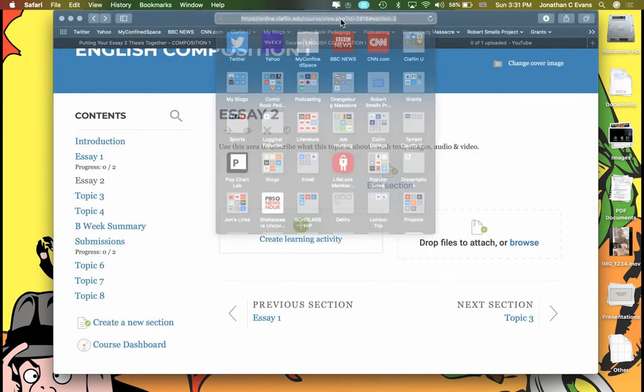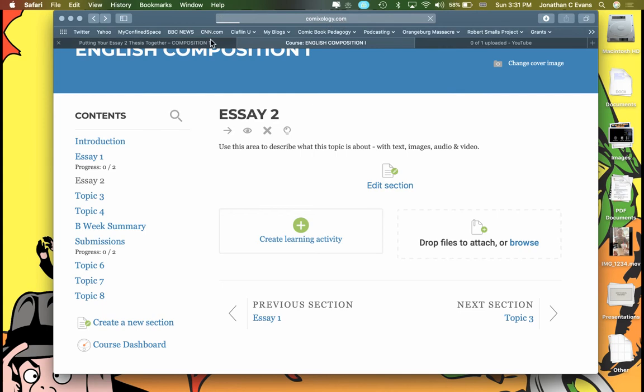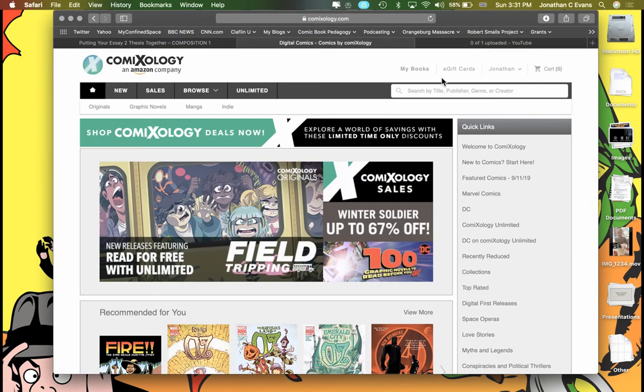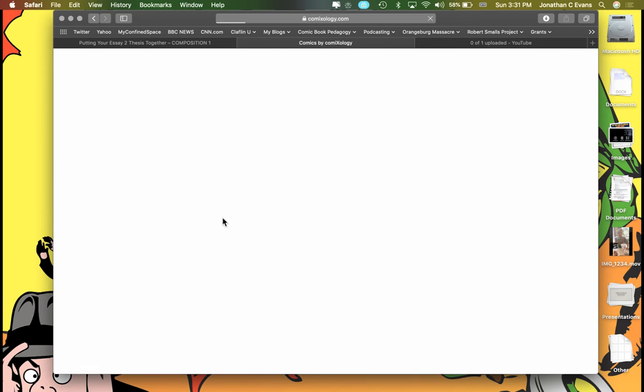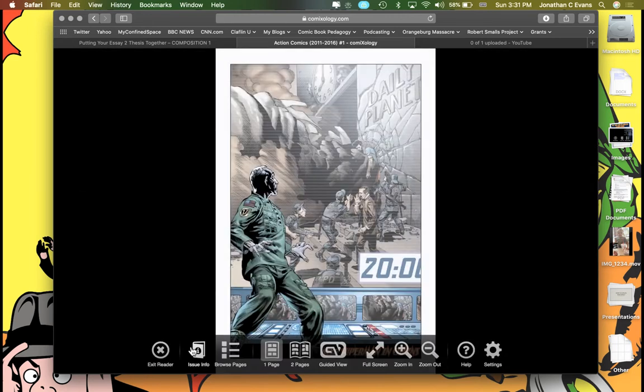So let me go back over here and take another look at the site, and let's look at an example of this. It comes up during the reader section, so that means you're in the process of looking at the actual comic book itself. So I'm going to go in here, and I'll just do Action Comics number 1, a different number 1, but let's say this is the one I plan on reading right here: issue info.